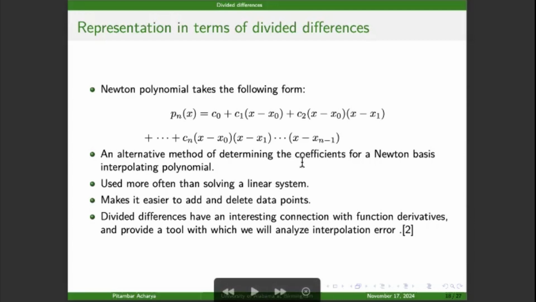which is useful in determining the coefficients. It is used more often than solving a linear system. It makes it easier to add points. We can add more points and we can delete data points. So in this case, divided difference helps a lot. Divided difference has an interesting connection with function derivatives, and it provides a tool with which we will analyze the interpolation error.